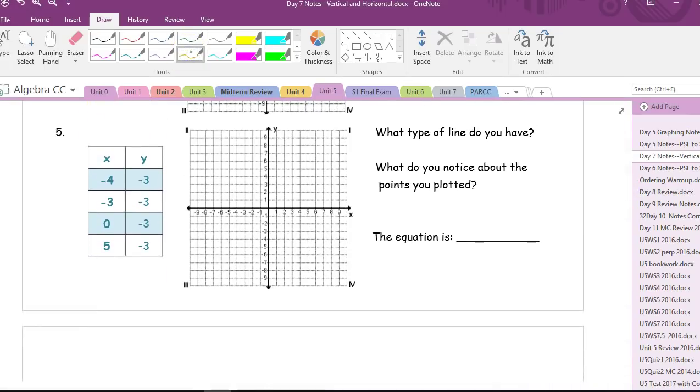All right, let's try this one now. Plot the points. -4, -3, -3, -3, 0, -3, 5, -3. And what type of line do you have here? This line is horizontal. And what you should notice is that all of your y values are -3.